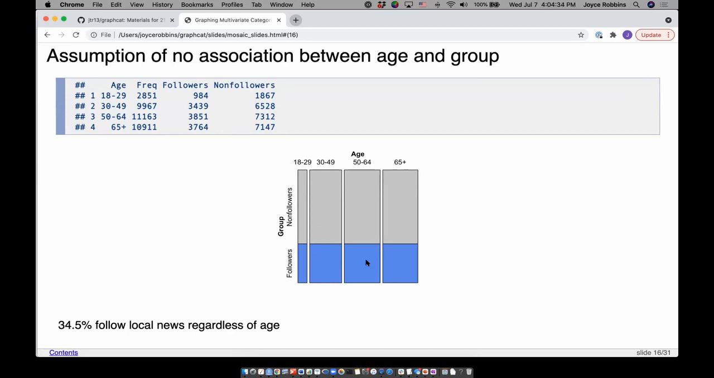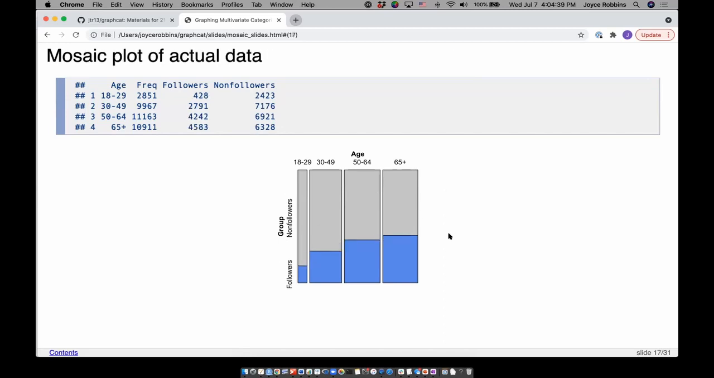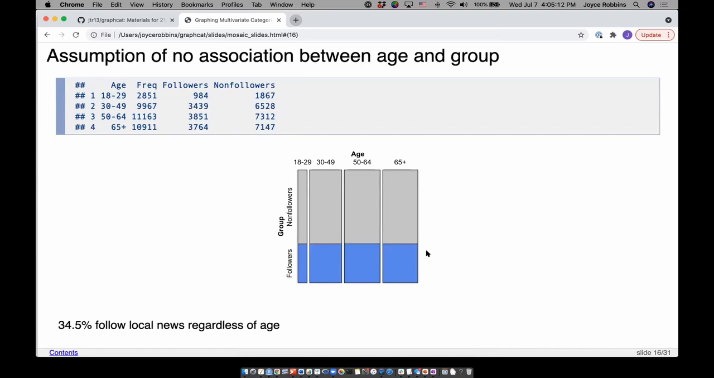where the followers are. So now let's see what the actual data looks like and how it compares to this. And we end up with a more staggered look, like in the first mosaic plot that I showed you, where we see that, in fact, the proportion of young people who follow the local news closely is much smaller than in the 65 plus. And there is a gradual increase as you go through the age categories in terms of the proportion of people who follow the local news. So again, you can see how that jumps from one to the other.